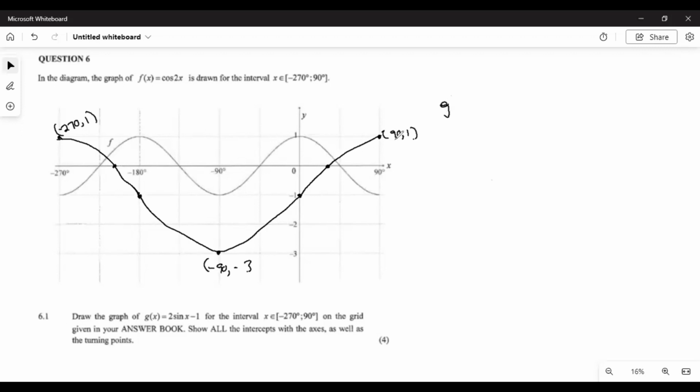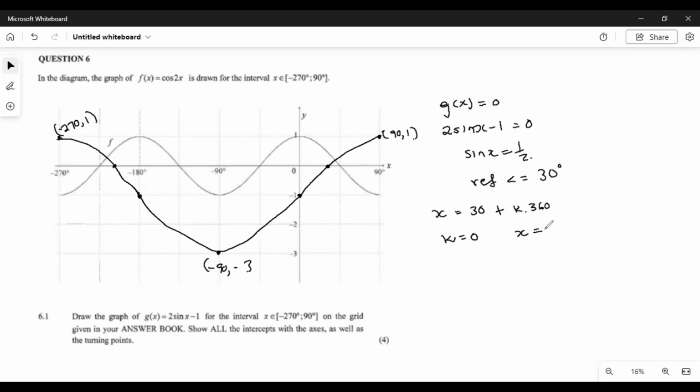This is where your x-intercept is, where your g(x) is equal to 0. So we'll have 2 sin x - 1 = 0, so sin x = 1/2. We'll have a reference angle equal to 30 degrees. Sine is positive in the first quadrant, so we'll have x = 30 + k·360. If we allow that k·360 to be equal to 0, we get x = 30, which is this point over here.